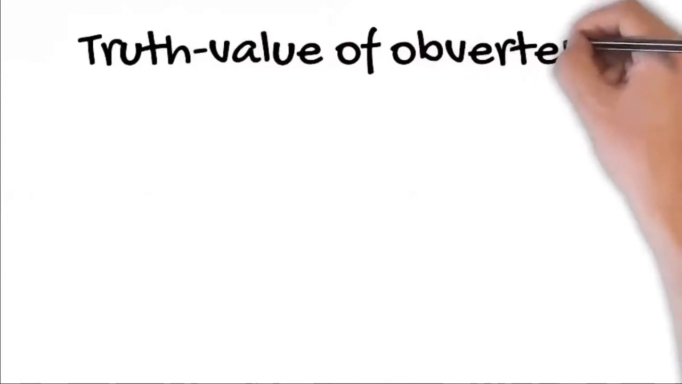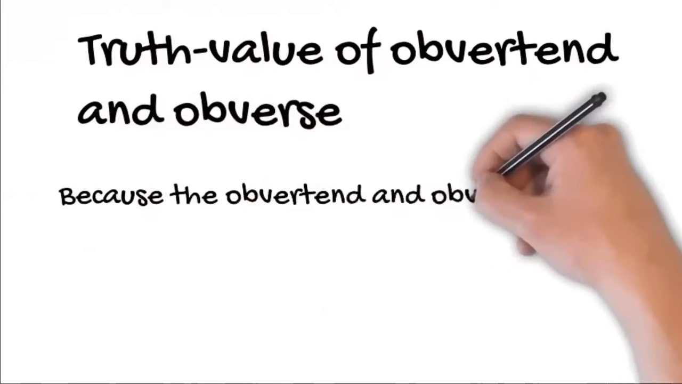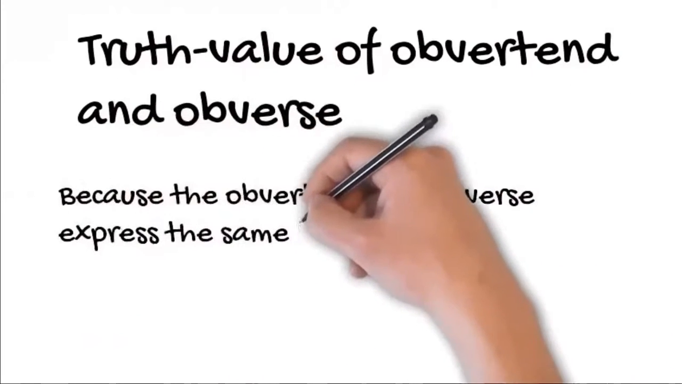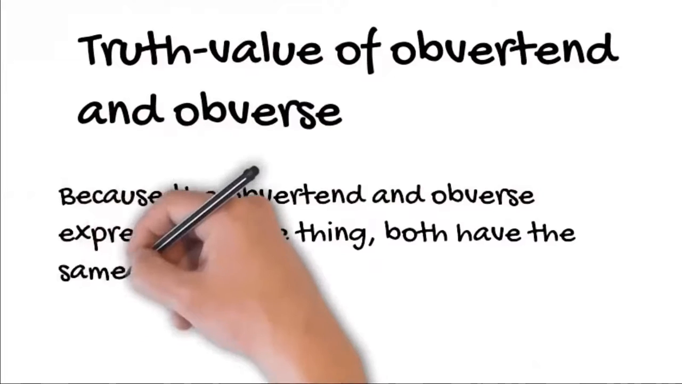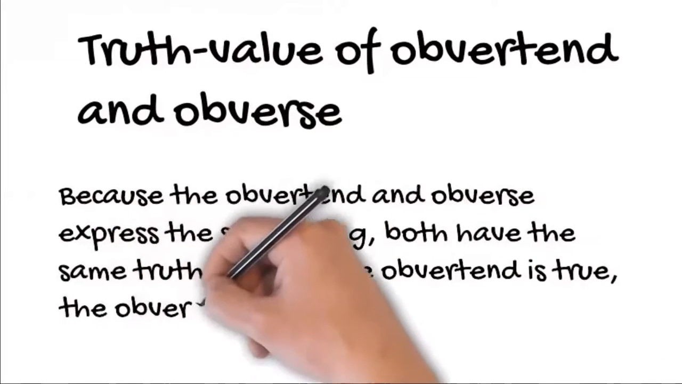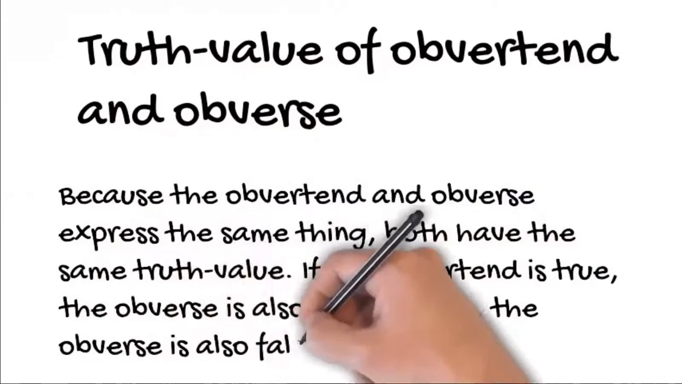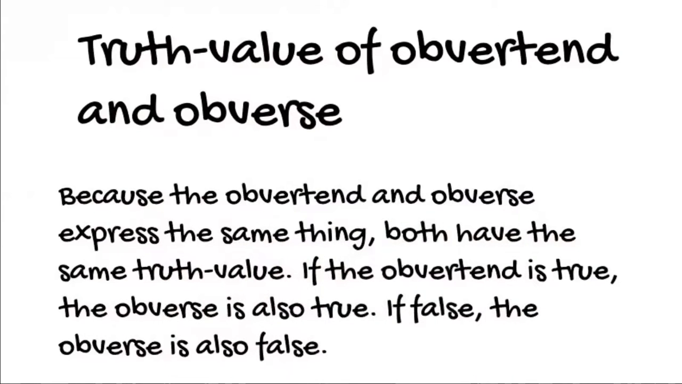The truth value of the obvertend and obverse. Because the obvertend and the obverse express the same thing, both have the same truth value. If the obvertend is true, the obverse is also true. If false, the obverse is also false.